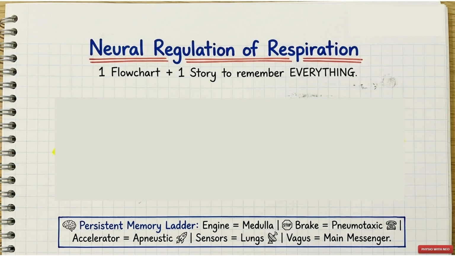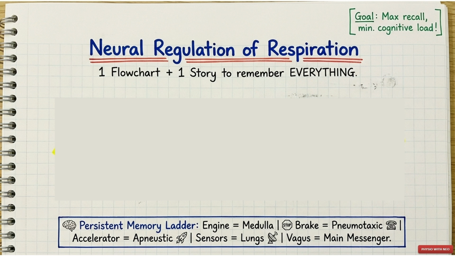For neural regulation of respiration, most students memorize various centers, receptors and reflexes, but forget everything in the exam. What if I show you one flowchart and one story to help you remember everything, the entire answer, right from the medullary center, Pontine center, to the various respiratory reflexes? Stay till the end and I will show you how to get maximum recall with minimum cognitive load.